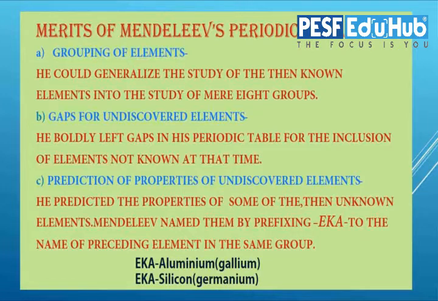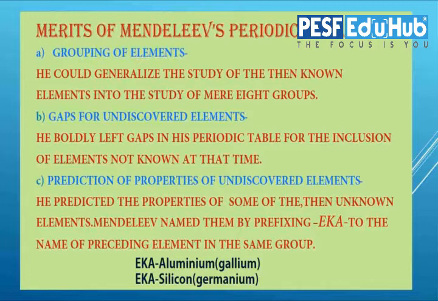Merits of Mendeleev's periodic table. The first point is grouping of elements. As we have already noted, we now know that the periodic table contains 8 groups. So, he could generalize the study of the then known elements into the study of a mere 8 groups. The study of the periodic table became easier.